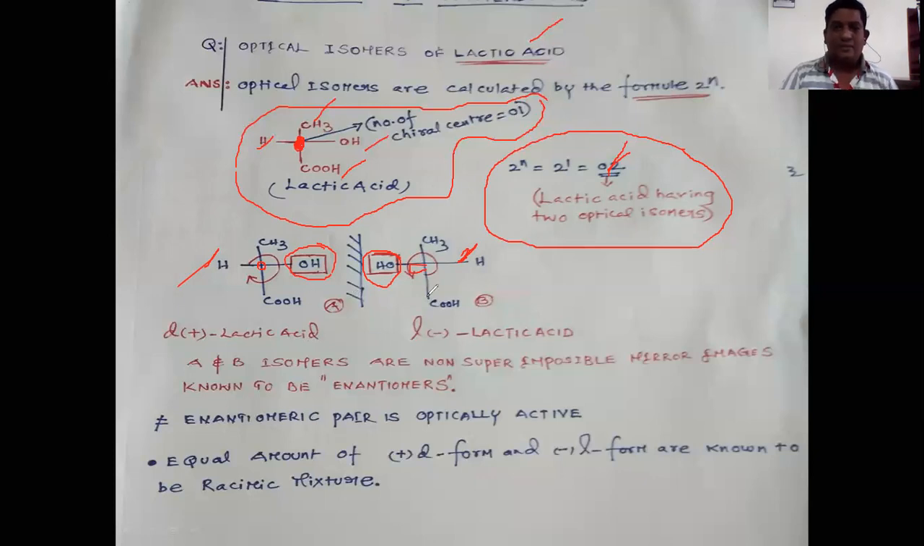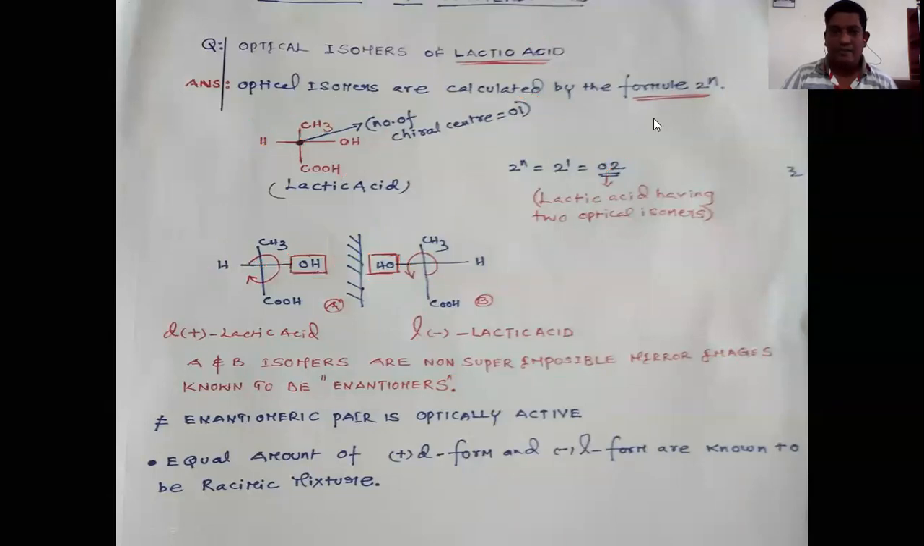Now, the two isomers form what we call an enantiomeric pair. What is an enantiomeric pair? Two isomers which are non-superimposable mirror images are known as enantiomers. An enantiomeric pair is optically active. Next.